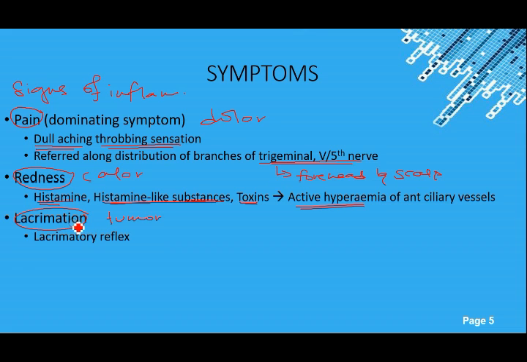Then lacrimation is because of the lacrimatory reflex. Now this reflex is controlled by afferent and efferent pathways, obviously. The afferent is normally the trigeminal nerve, the fifth nerve. So whenever this trigeminal nerve gets irritated, you get the efferent giving you lacrimation. That is your seventh nerve, your facial nerve. So afferent and efferent.